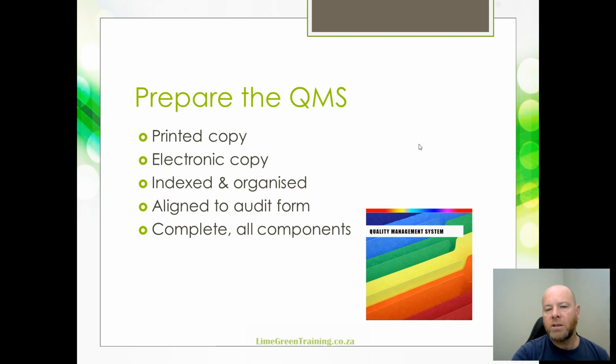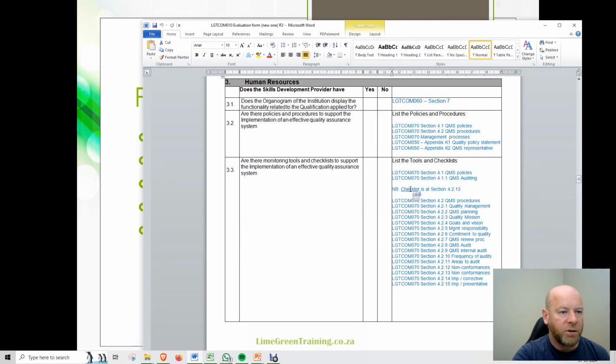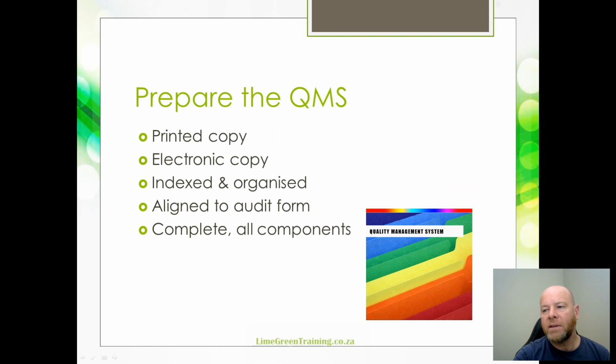It needs to be aligned to the auditing form so that when you are audited you have already filled this in. It's far too late to do this during the audit, and as they ask you questions in the left column, you give the answers that are in the right column by pointing to the evidence that is there, opening the file and showing them that that is the evidence. The QMS needs to be complete and contain all components. It doesn't help that you've aligned it, but the components that are required aren't there.